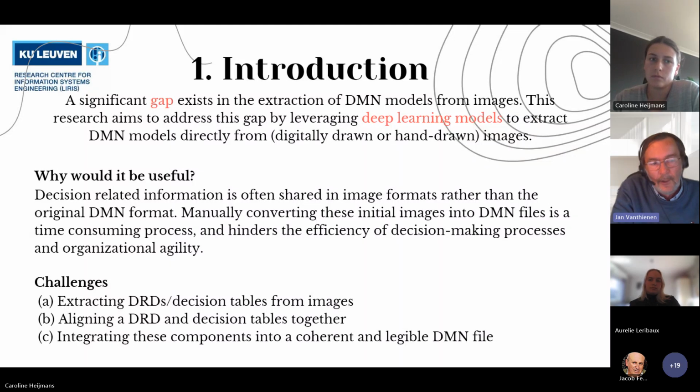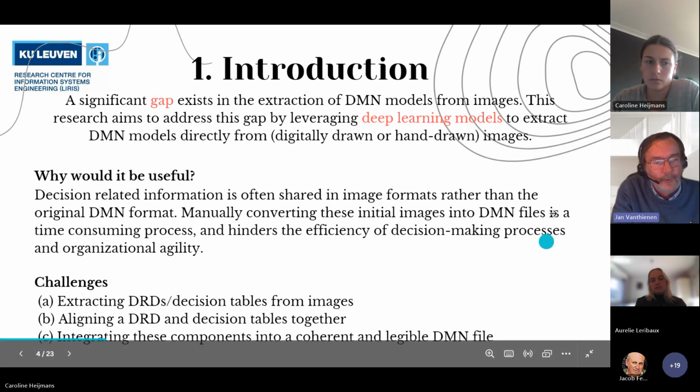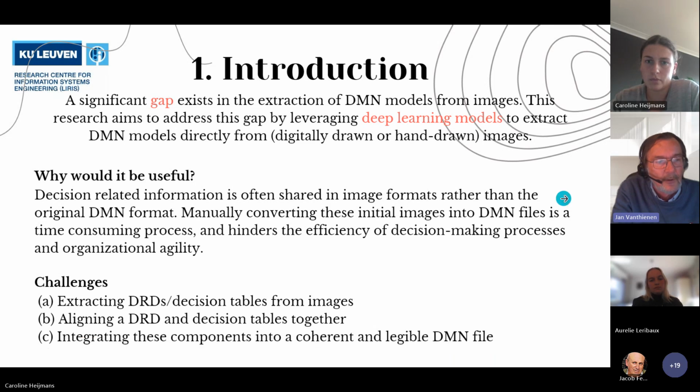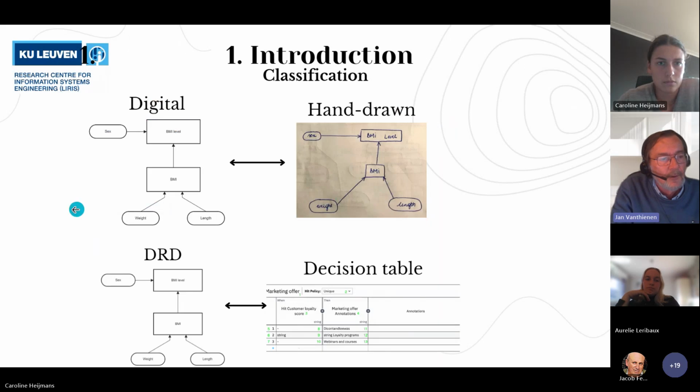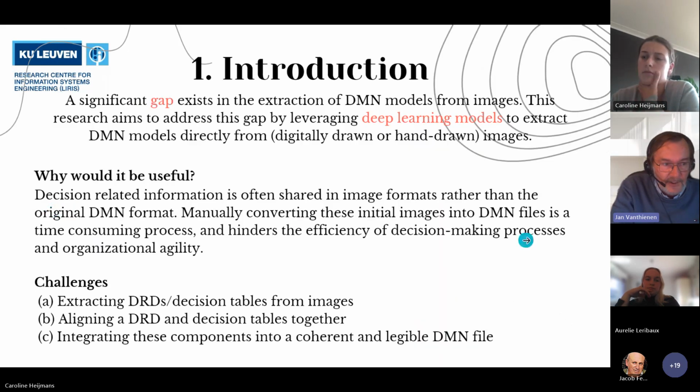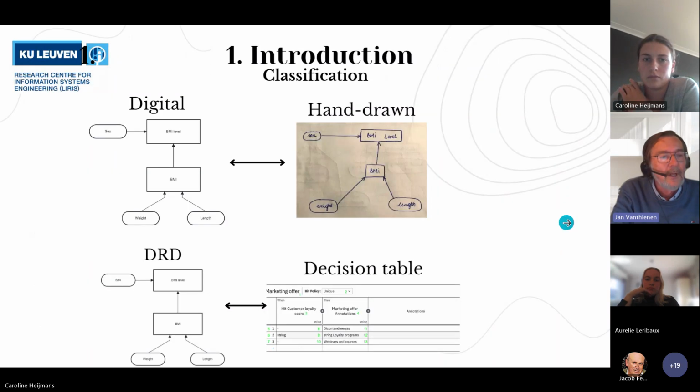The images are drawn by people, hand-drawn, or are printed, digitally drawn on paper. And we try to use deep learning to come up with a decision model in the form of an XML file. So it's a real, digital model, starting from a digital or from a handwritten model, and we try to build up the DRD and the decision table. Why would we do this? Why would this be useful? Assuming it works, and they will tell you everything about whether it works, yes or no.